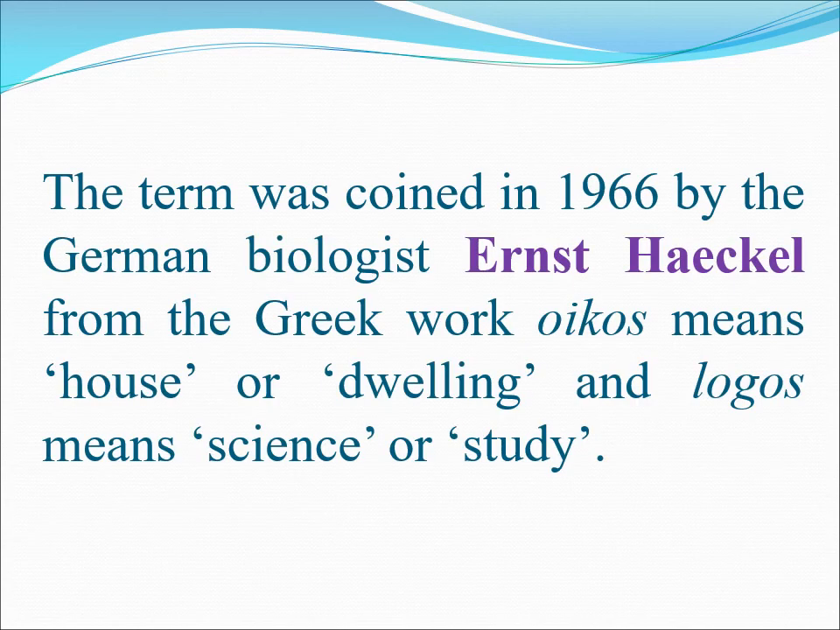Now the term ecology was first proposed by a German biologist, Ernst Haeckel, in 1866. The term came from two Greek words. The first one is oikos, that means house or shelter, and the second one is logos, that means logical study or science. So it is the science or logical study of the shelter or the house in which an organism lives and thereby interacts with its surroundings.